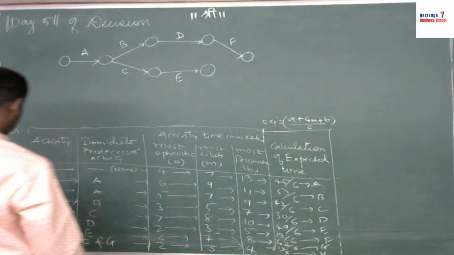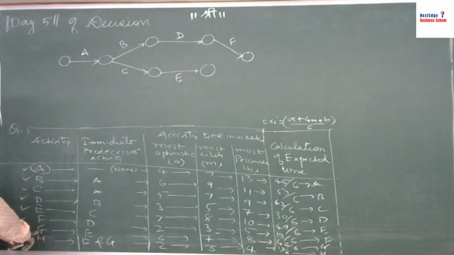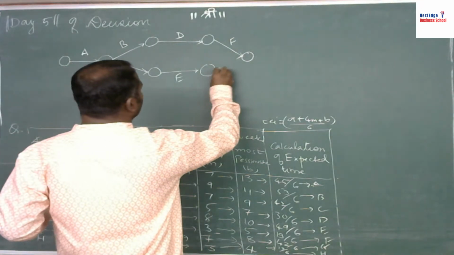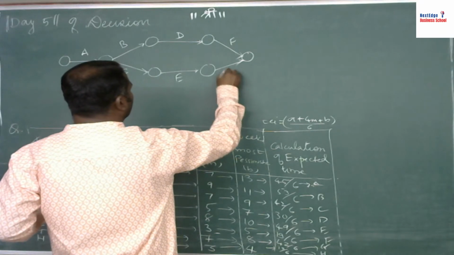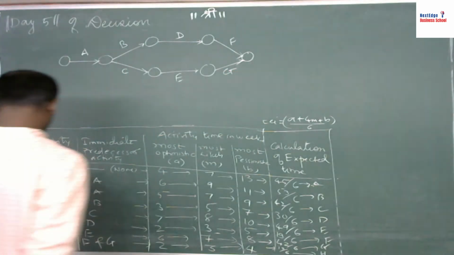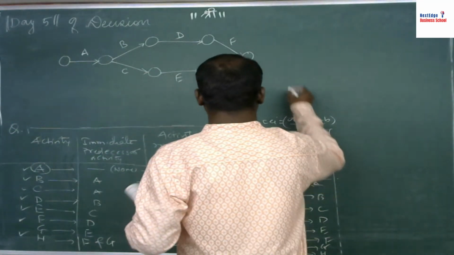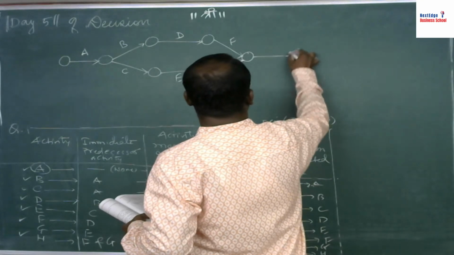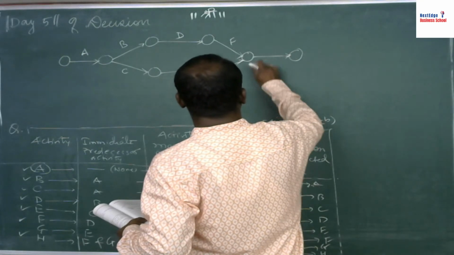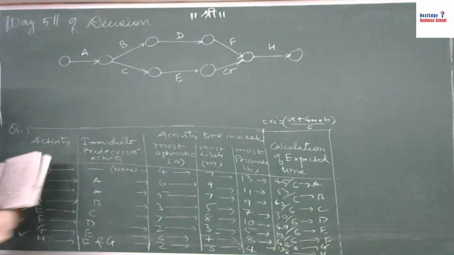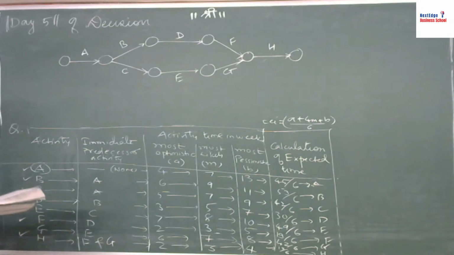F, and then G. For activity G the predecessor is E. And for activity H the predecessor is F and G, so H. Right, so this is the diagram, or you can say the network diagram for the given problem.